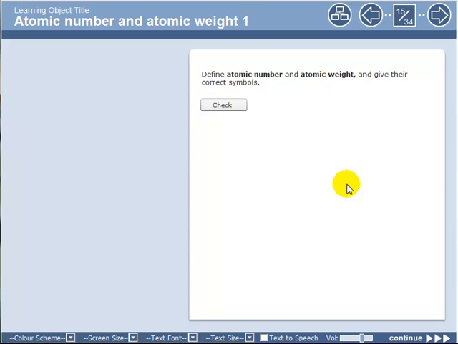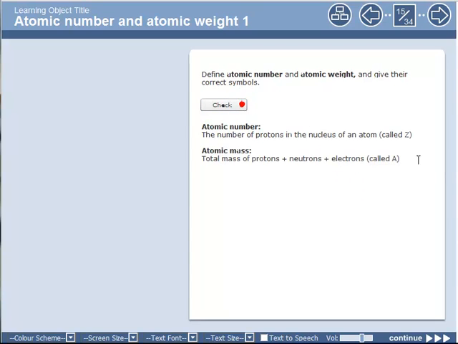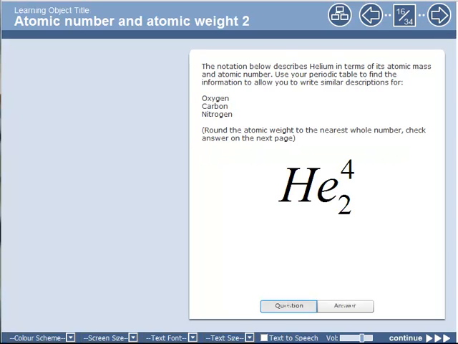And we're sort of back now, so I'm going to move on. We'll check the answers. So atomic number, the number of protons in the nucleus, and it's called Z. The atomic mass is where you add everything together, so you add the protons, neutrons and electrons together to get a number which is the atomic mass. Okay, and that's called A, which is quite easy to remember actually. I don't quite know why. Not difficult remembering that.